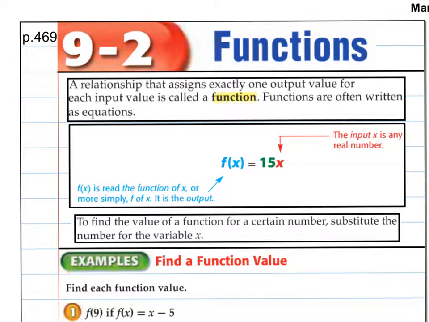All right, ladies and gentlemen, let's do one of the very important videos that is going to get you ready for algebra, and that is 9-2 functions. So a relationship that assigns exactly one output value for each input value is called a function.